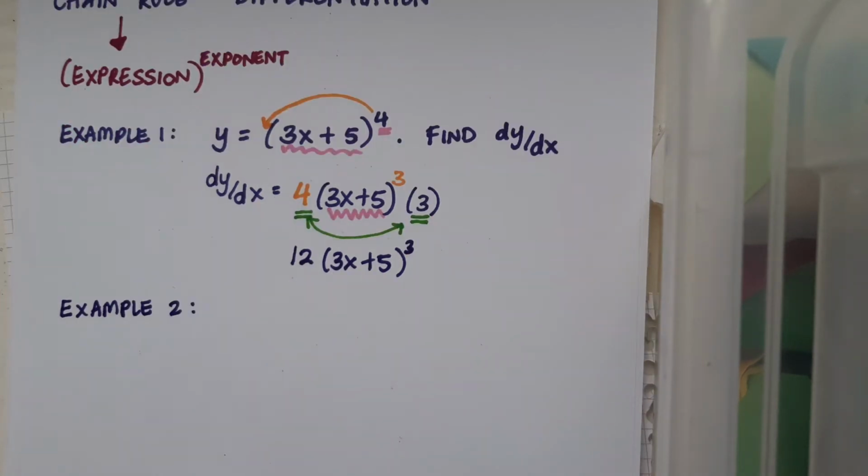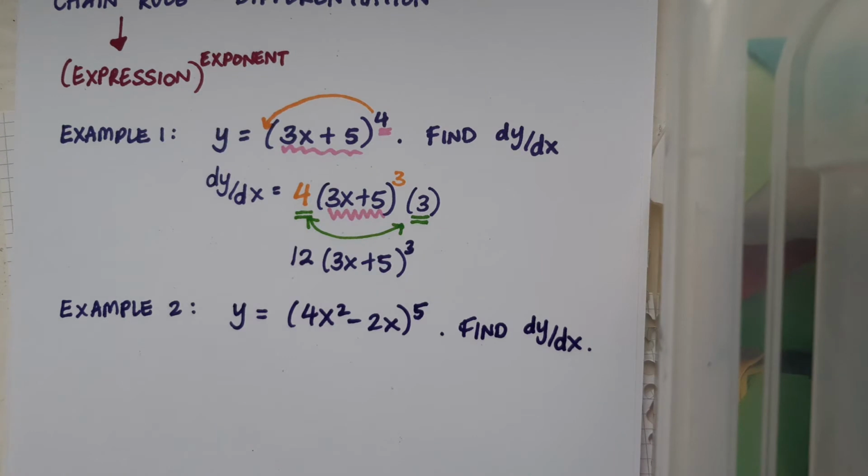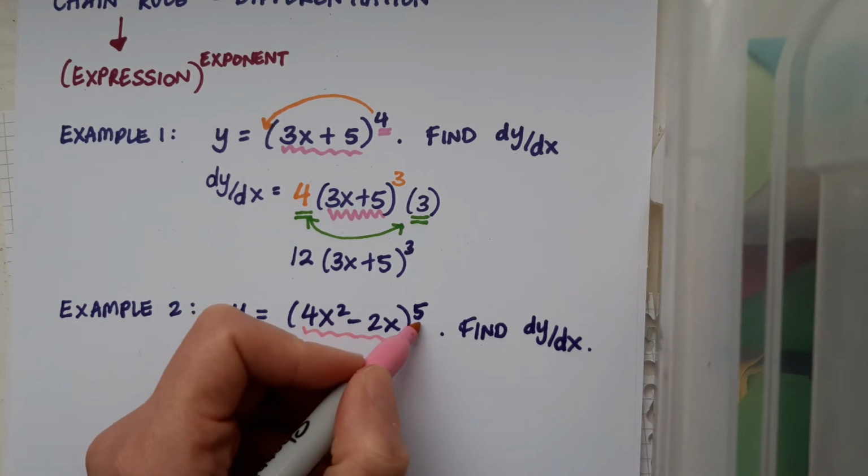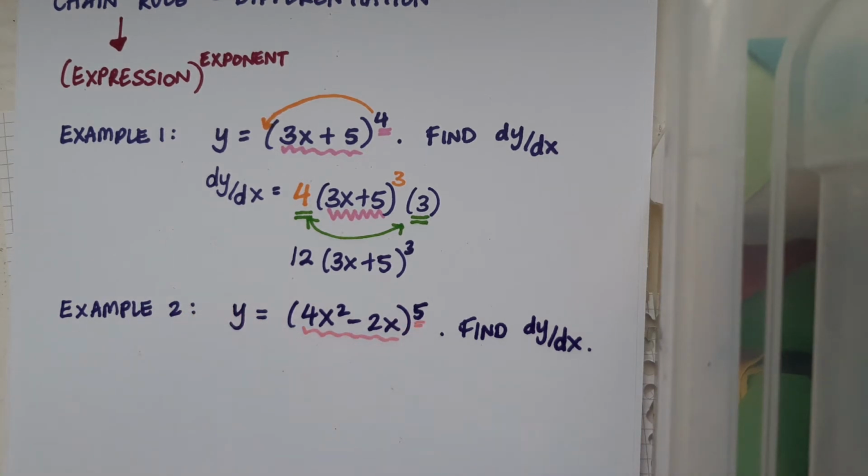So let's look at a second example. Okay, so y equals (4x squared minus 2x) to the power of 5, find dy dx. First of all, how do I recognize that this is chain rule? Well, I can see that I've got an expression in a bracket to a power, an expression to an exponent, and that's the key to using chain rule in algebra.